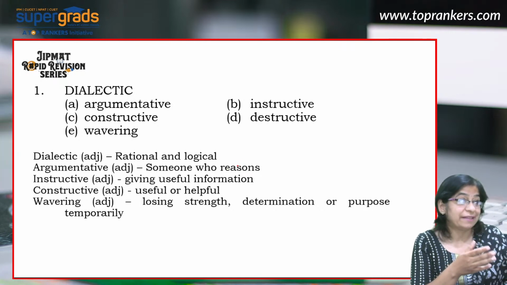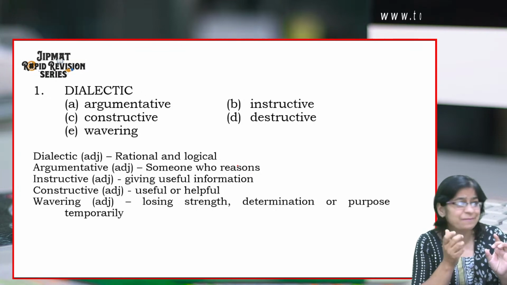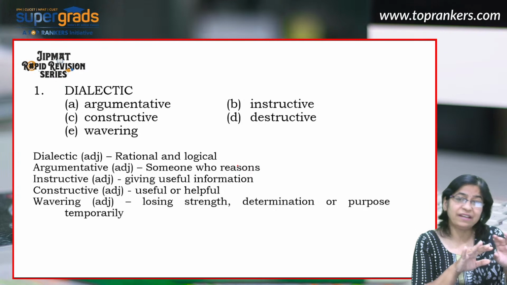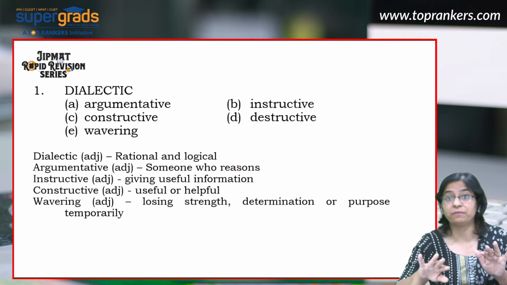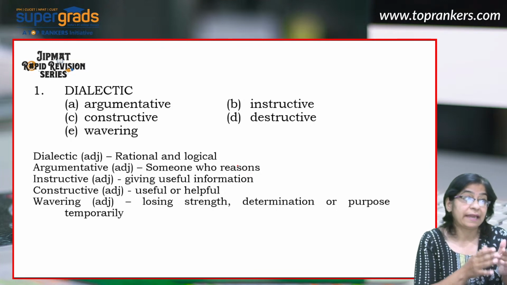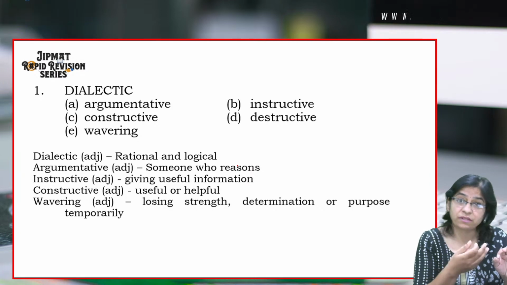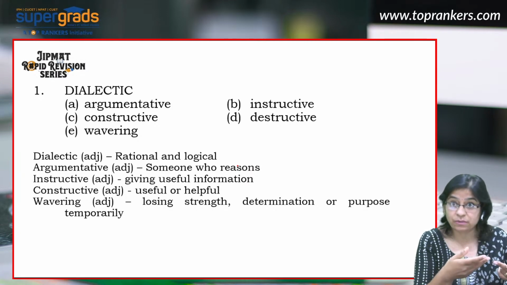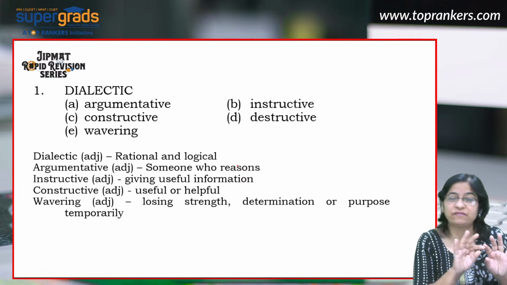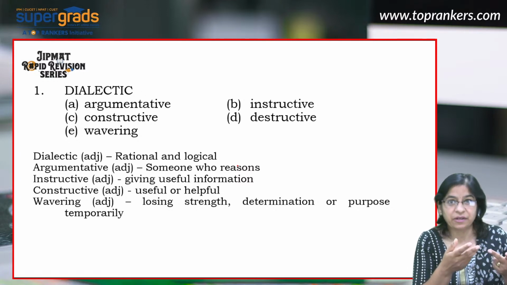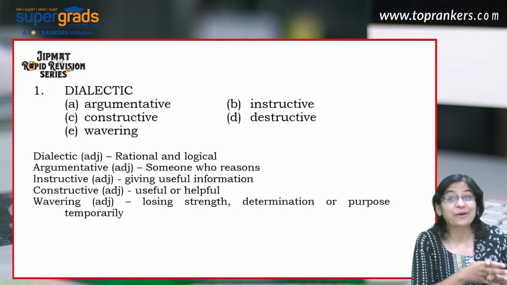Okay. And then you have constructive. Now, constructive is something that is useful or helpful. Wavering. Now, wavering is, say, when you lose strength or you move away from the path because you're not sure. Instructive is the act of giving instruction. So, somebody who's instructive is telling you something. Destructive is quite the opposite. When you have the tendency of just destroying things, you are kind of destructive. So let's see, out of the given choices, what do you think could be the right answer?